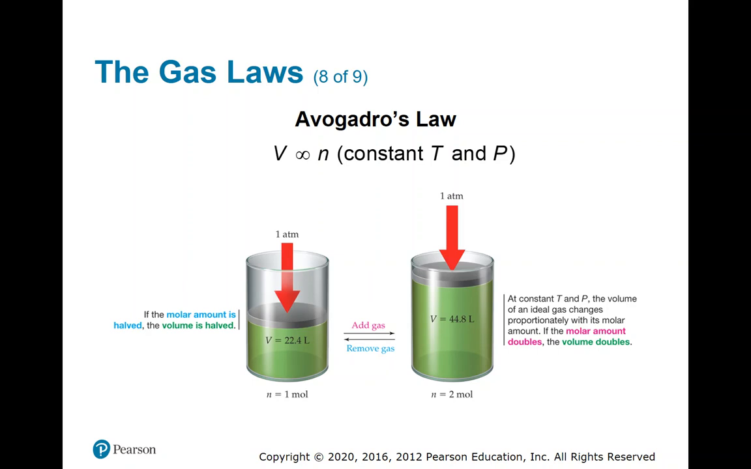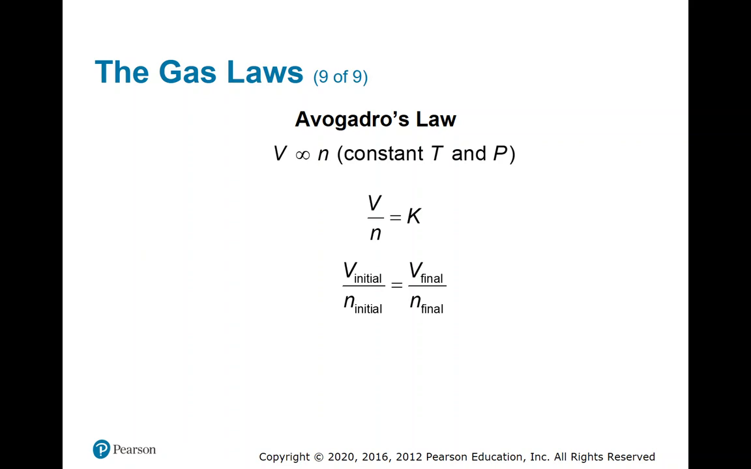And if we were to take that 1 mole of gas and introduce another mole of gas to get 2 total moles of gas, if the pressure doesn't change and the temperature doesn't change, the volume will double. And at standard temperature and pressure, that would mean we'd go from 22.4 liters up to 44.8 liters. Likewise, if you remove, say, half of the gas in a cylinder, then the volume would be cut in half as well.